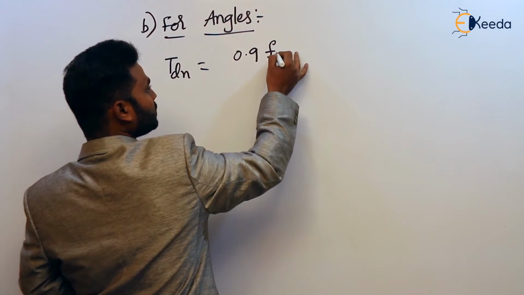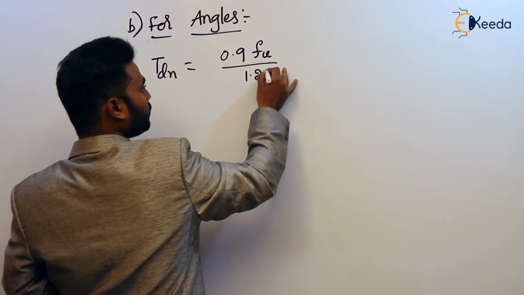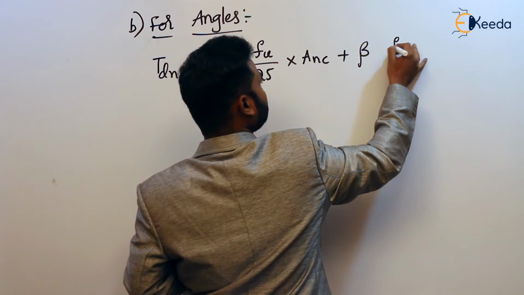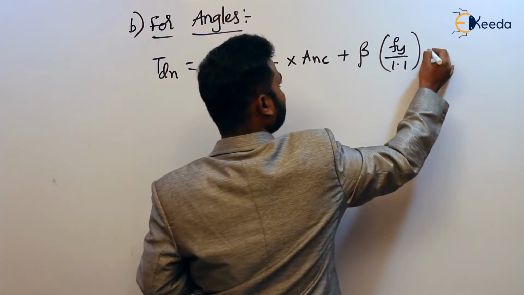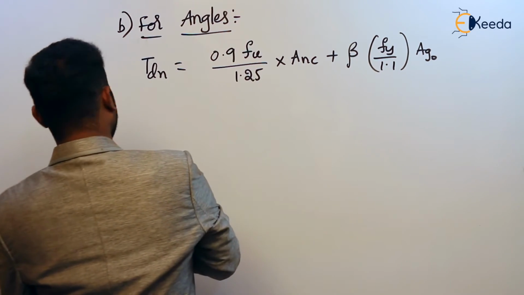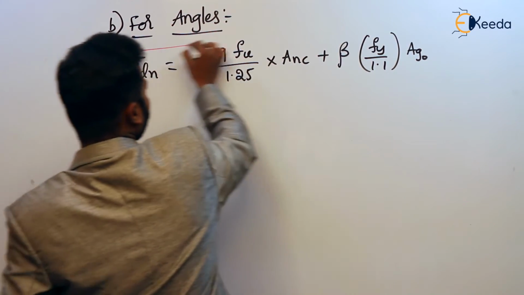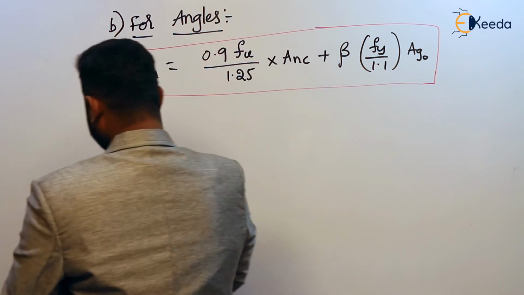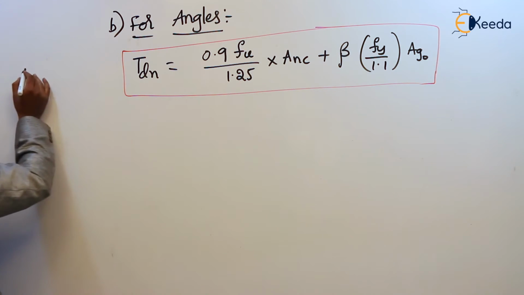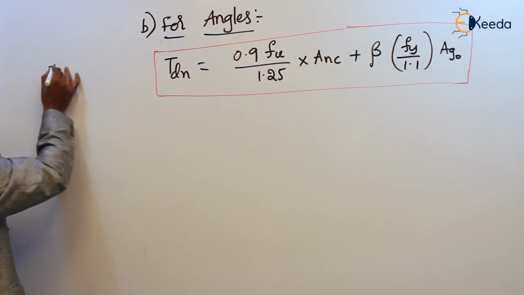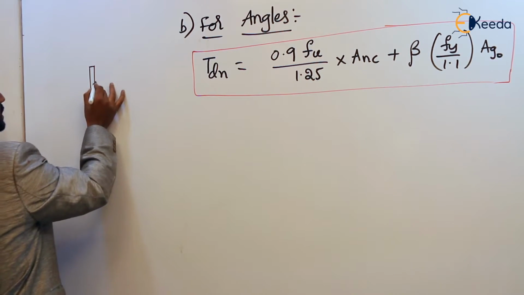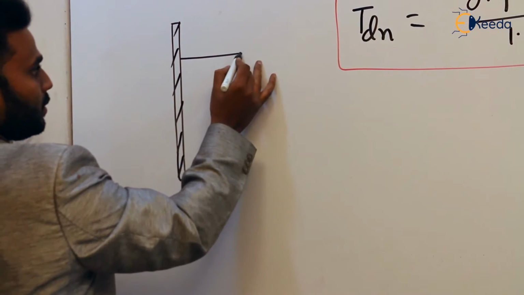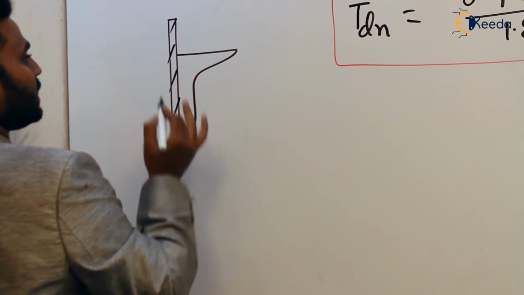So this is the formula. It seems to be big, but it is very simple. I will explain each and every term. First, I will show you the diagram, the cross section. Okay, so this is the gusset plate. To this gusset plate, we have connected an angle like this.